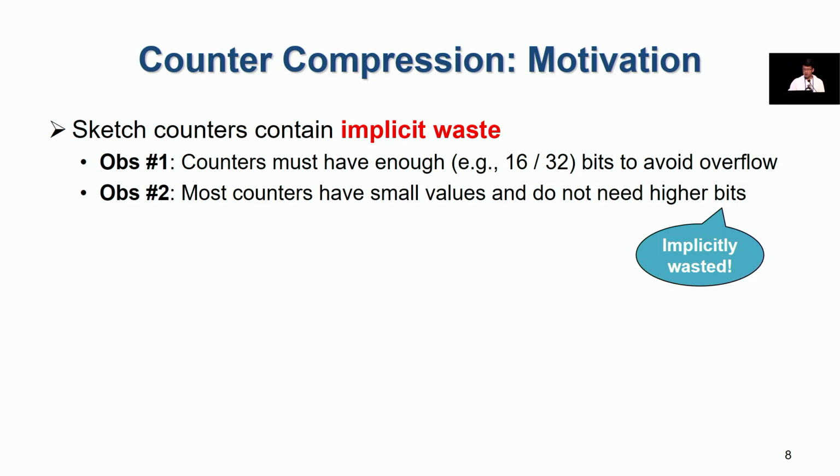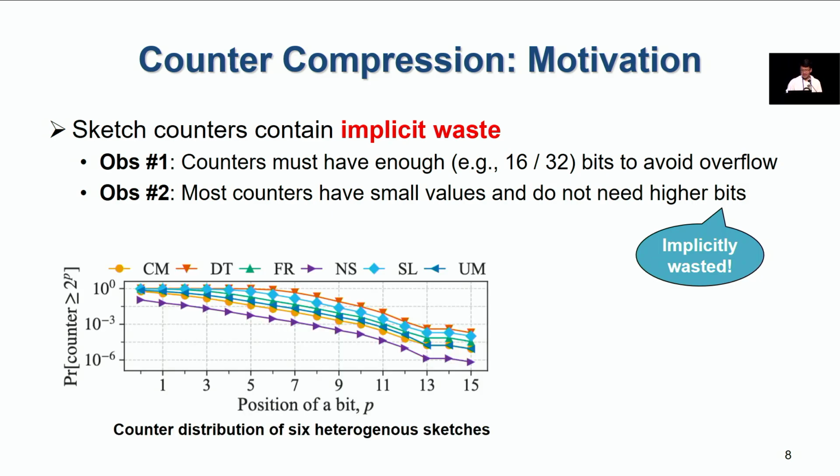Second, most counters have small values and do not need higher bits. To illustrate, we test the counter distribution on multiple sketches. It is always skewed towards 0 due to traffic skewness and hash conflicts.